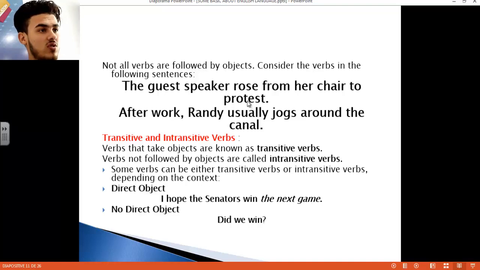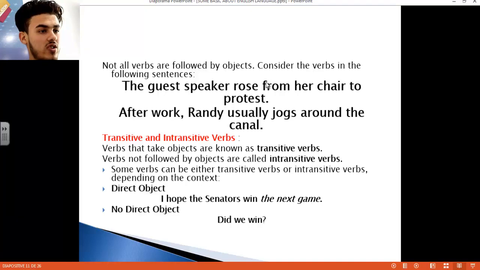So here in the two examples, we will find that the verb is not followed by an object at all. So let's move to another item, which is transitive and intransitive verbs. Verbs that take an object are known as transitive verbs, and verbs not followed by an object are called intransitive verbs. Some verbs can be either transitive or intransitive depending on the context, and it is generally the action verbs. Like here, we have a direct object for the verb win.